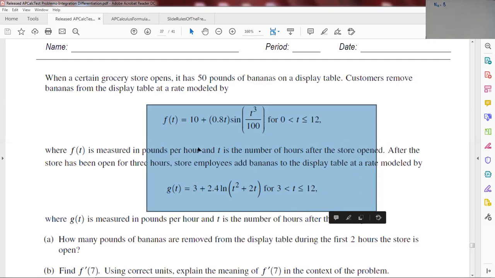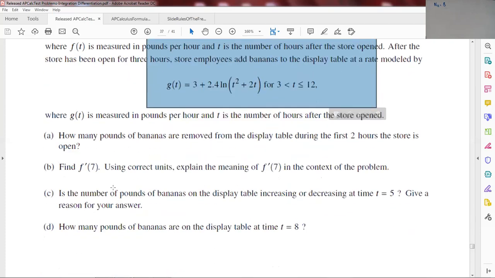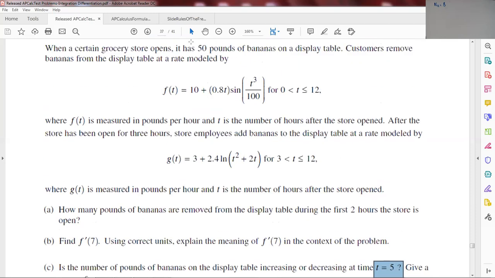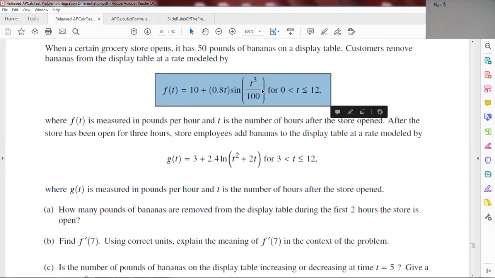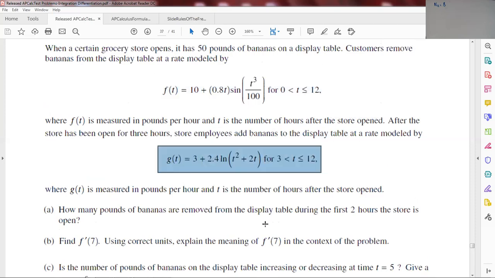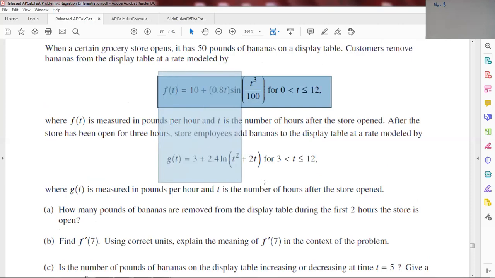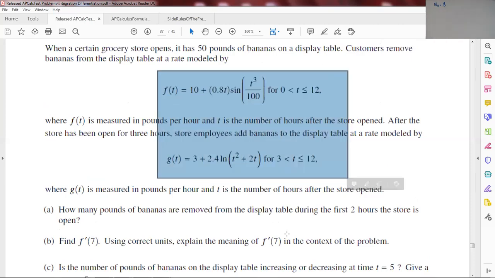So is everybody catching the question? Is the number of pounds of bananas on display increasing or decreasing at time equals 5? By this time, you have to use both. Why? Because this is the rate the clients are removing bananas from the counter, and this is the rate employees are replacing bananas on the counter. So the total number of bananas is related with these two functions, correct? So you have to put them together.